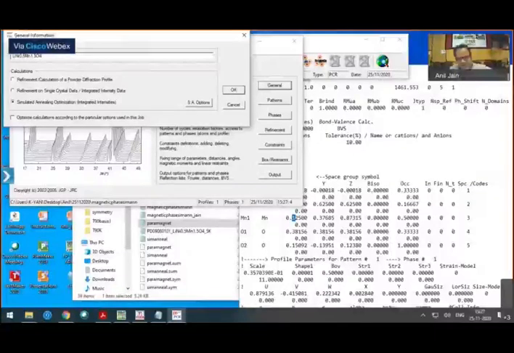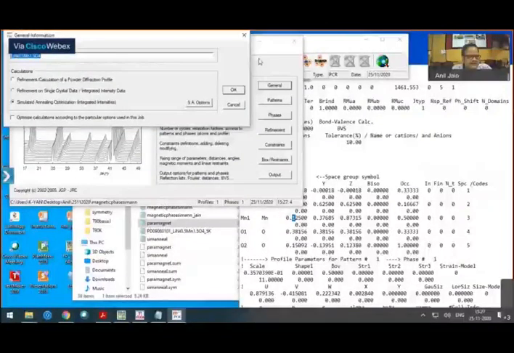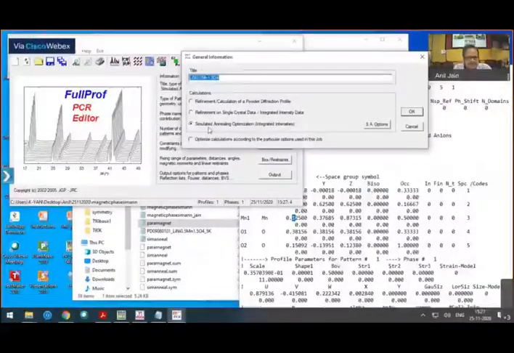And this kind of file for simulated annealing, as well as to create this two-phase profile matching, already exists on the FullProf website, or you might find it in the example files of the FullProf program. So you can see it here. I'm just going to open it and see how it looks in the editor of this PCR file. It says simulated annealing optimization means integrated intensities.